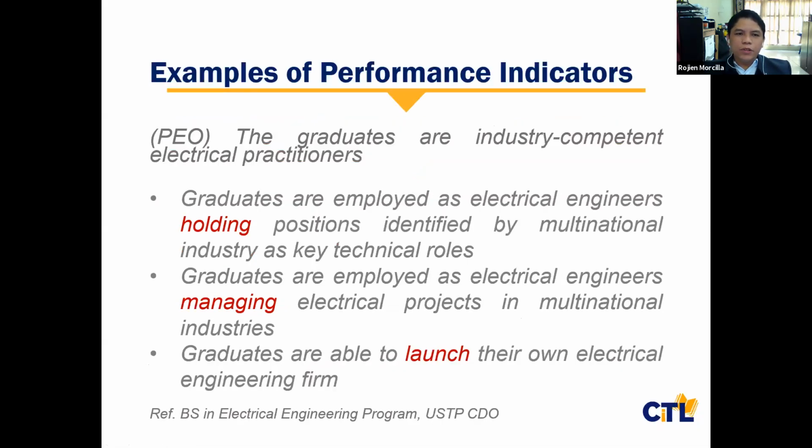So, example, for PEO, take an electrical engineering program. If I have a PEO that says the graduates are industry-competent electrical practitioners, that is the vision of the program, which the students will attain three to five years after graduation. So how do I know if they attain this?